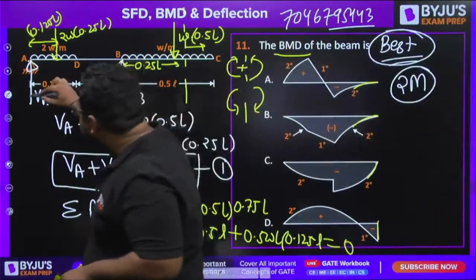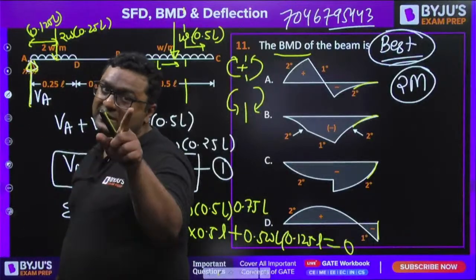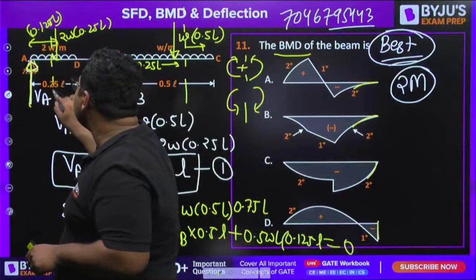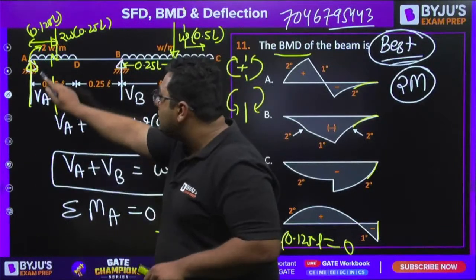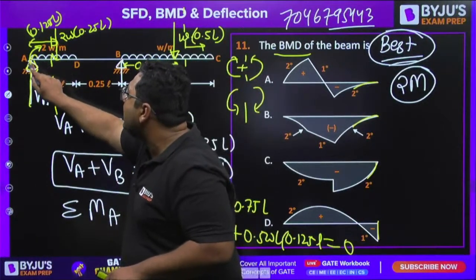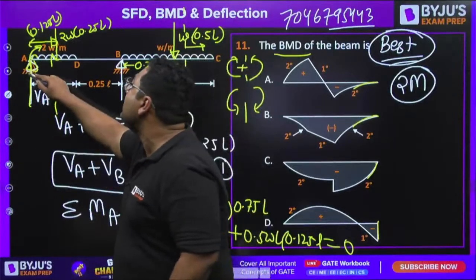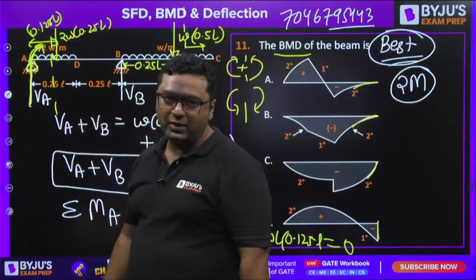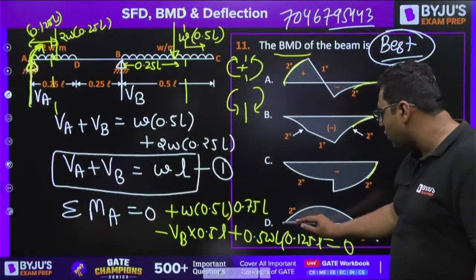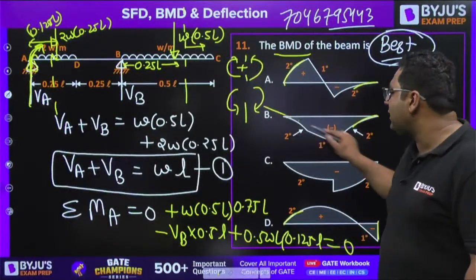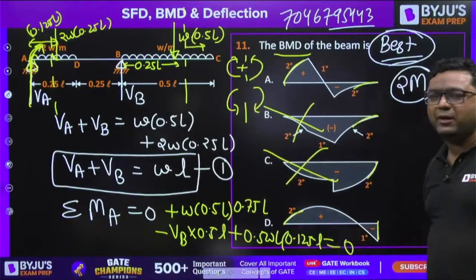But here, as this reaction is going to be positive, it means the direction is correct. If you take any section here, this will be creating sagging. This is a distributed load. It will be starting from here. It will nullify the effect of positive, but initially it should be positive only. So you can see from the left hand side, it is positive either here or here. So, my dear, either A will be right or D will be right.